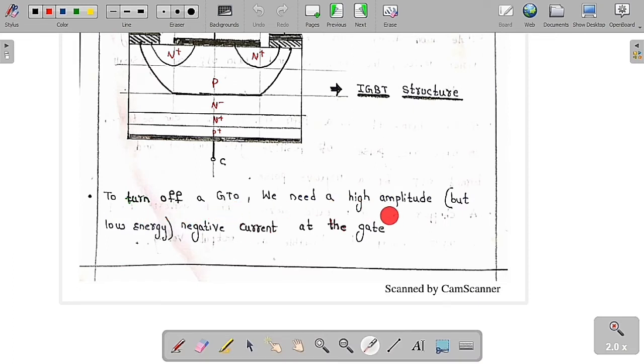To turn off a GTO, we need a high amplitude but low energy negative current at the gate. I've already told you GTO is a fully controlled device. So in order to turn off the GTO, we need a very high magnitude of negative current with a small, narrow width. Simply, we need a high amplitude of negative current for a small duration. That is the way that you can turn off a GTO.